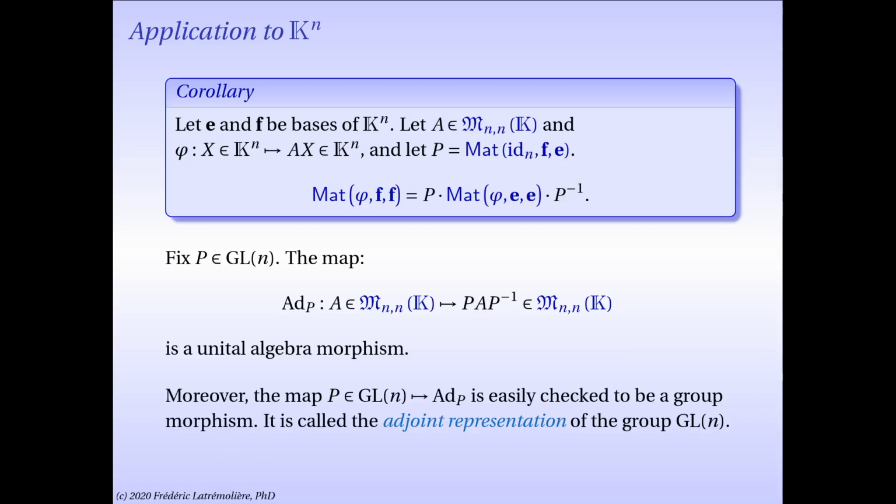The map which sends an invertible matrix P to Ad P is then easily checked to be an injective group morphism from the general linear group of size n to the group of all algebra isomorphisms of the algebra of n by n matrices. This morphism is called the adjoint representation of the general linear group of size n. It extends the action of this group on itself by conjugation to the entire algebra of matrices.